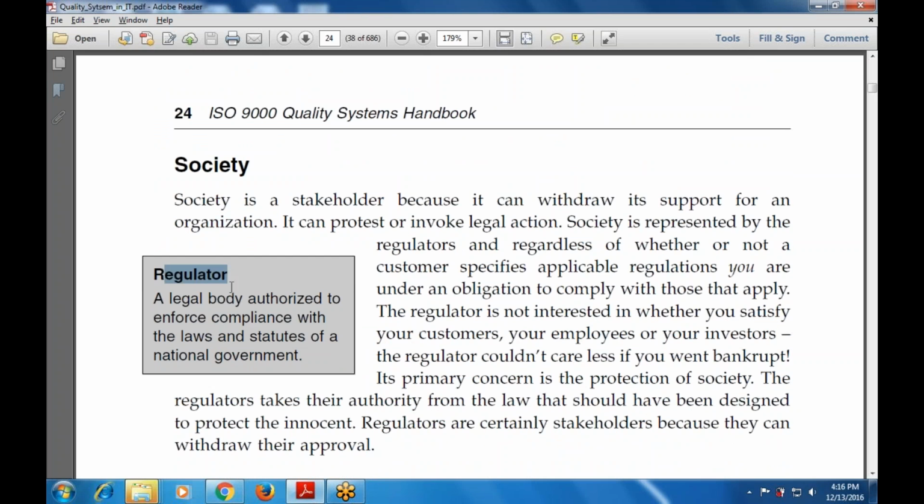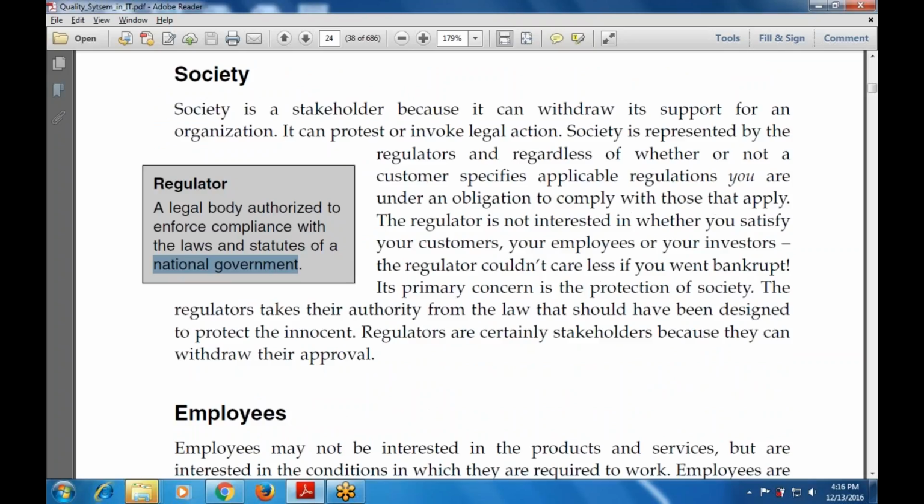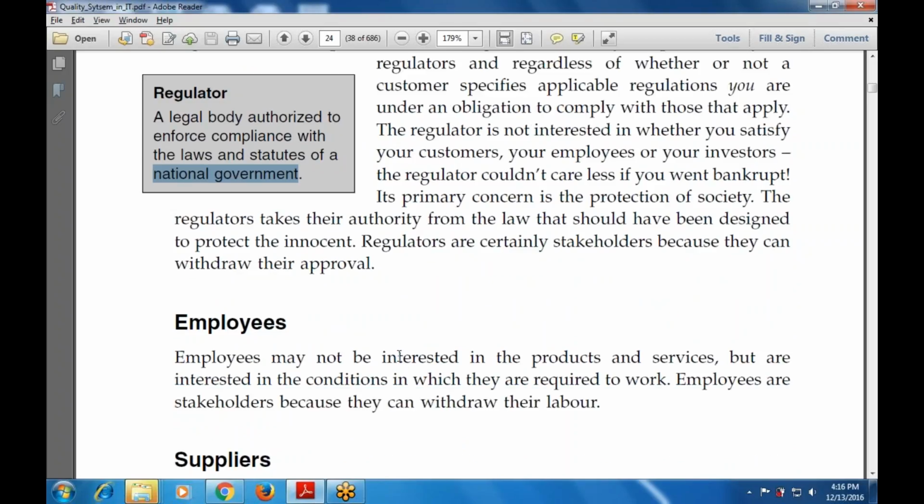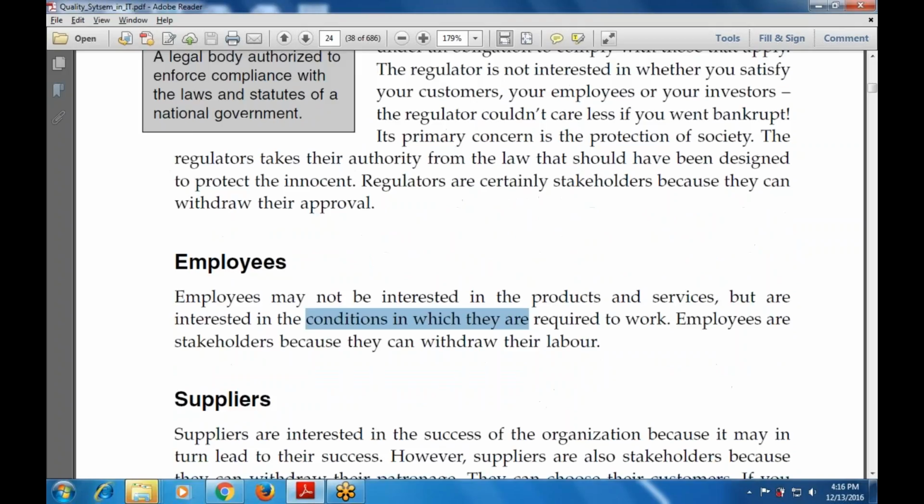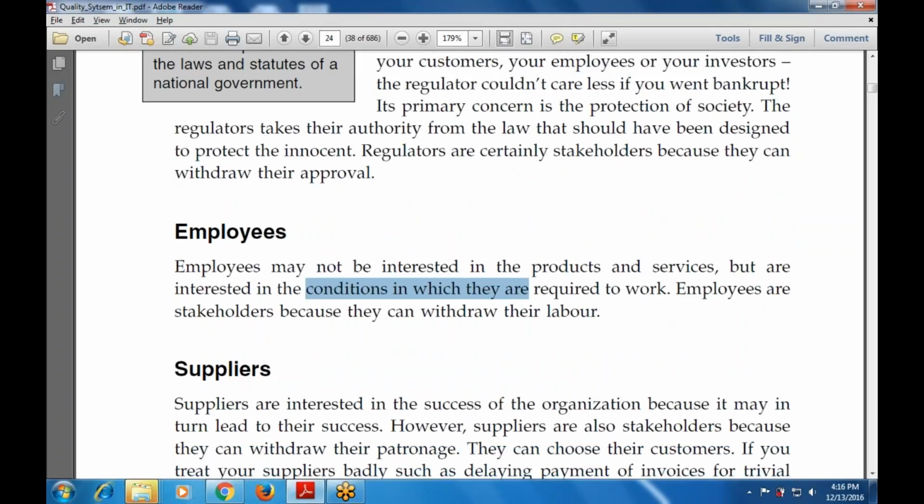So who is a regulator? That is a legal body authorized to enforce compliance with the laws and statutes of the national government, with authority designed for the primary concern of protecting society. The next one is employees, who may not be interested in the product and services but are interested in the conditions in which they are required to work. Employees are stakeholders because they can also withdraw their labor.